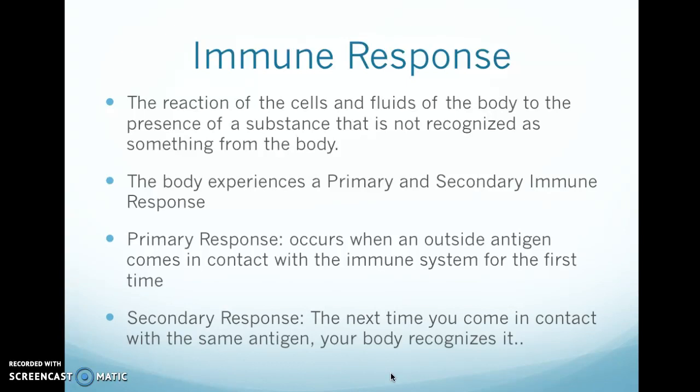And so after the first response, there is a secondary response, and this is the next time you come in contact with the same antigen, your body recognizes it. So the next time you encounter this antigen, your body produces the secondary immune response, and this is more powerful the second time, and it will develop much faster. So the second time you get this sickness or infection, your body will respond faster and get the antigen out of the body much, much faster.